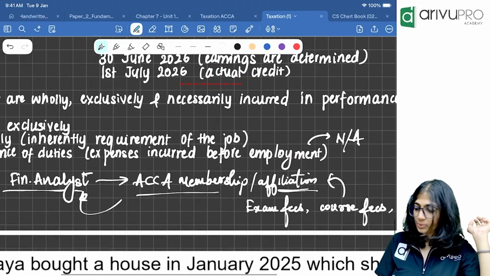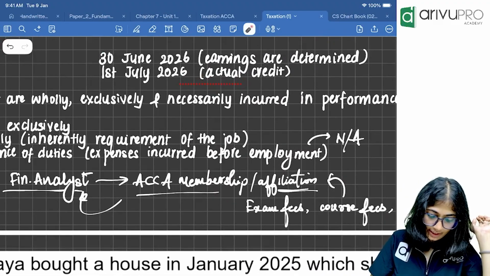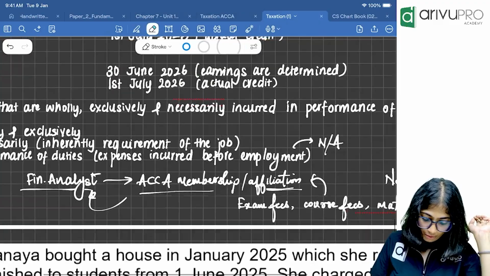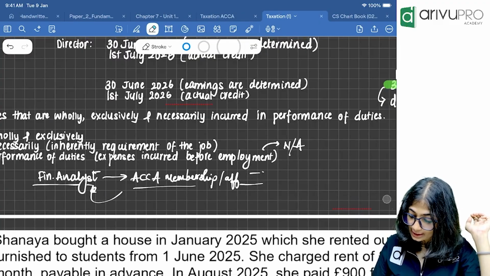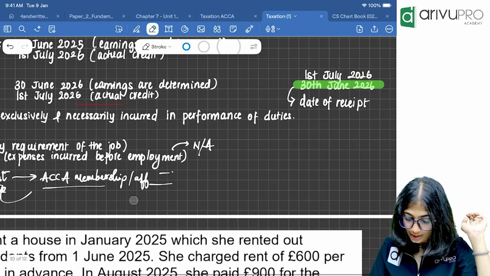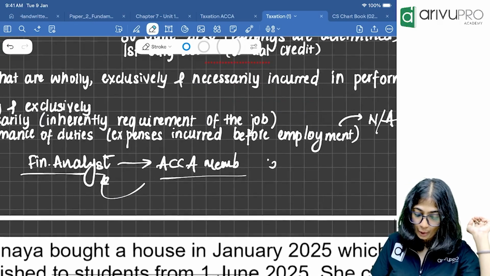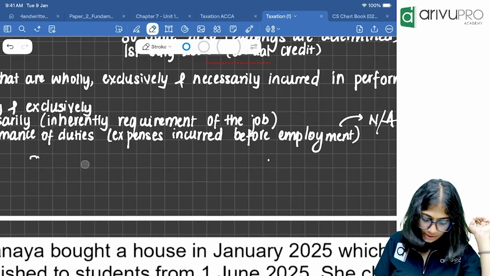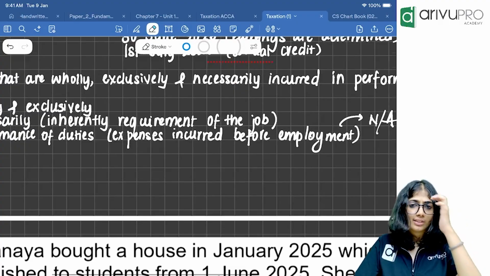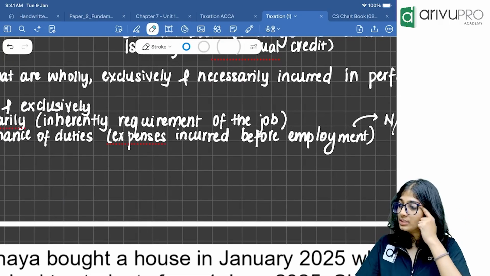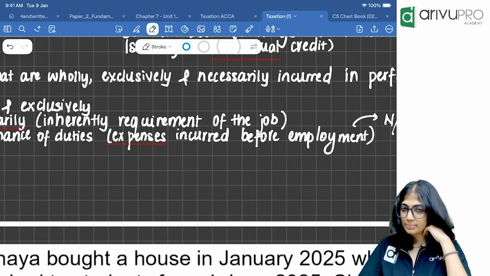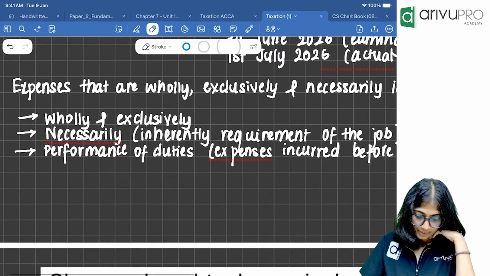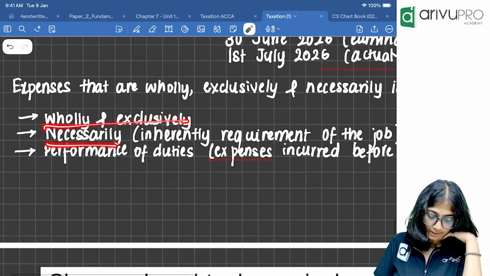Okay, so this is the best example I can give. Whatever affiliation you got, material and whatever expenses you have incurred because of that affiliation, it was before you performed your duties. So it doesn't matter if you incurred those expenses. It's not deductible for tax purposes. Alright, so wholly, exclusively, necessarily.